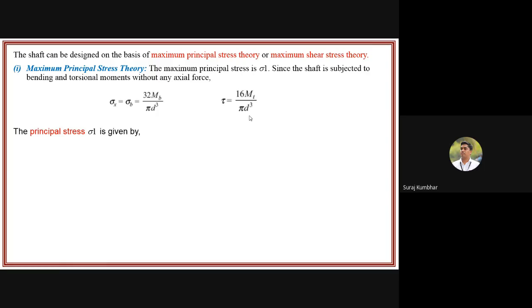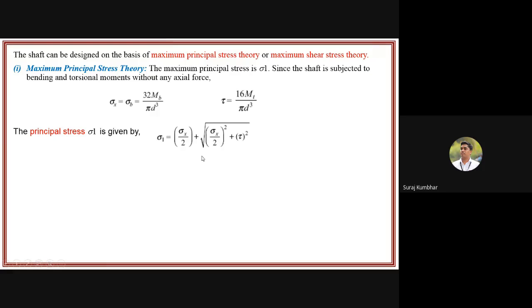Now the principal stress sigma 1 is given by a formula: sigma 1, the maximum principal stress, is equal to sigma x by 2 plus square root of (sigma x by 2) squared plus tau squared. This formula comes from Mohr's circle when there is a combination of principal stress theory and maximum shear stress theory.